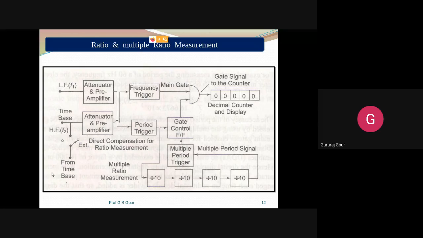Here we have one time based switch, as it is visible here. It is going to select high frequency or line signal frequency. The high frequency signal is made to pass through the attenuator and preamplifier. It is called a preamplifier because it is the first amplifier that it is passing through. That's what is known as a preamplifier.